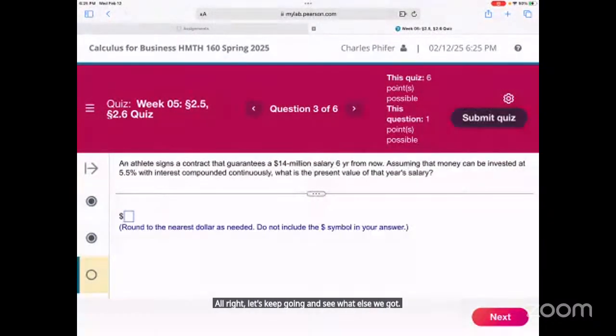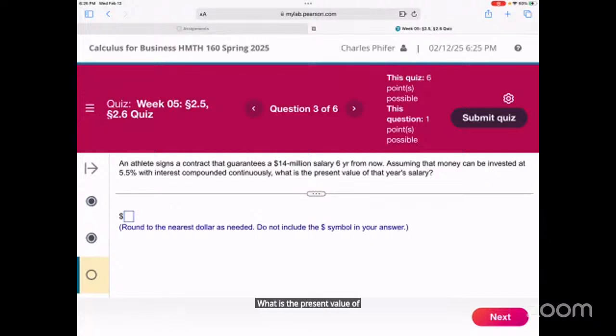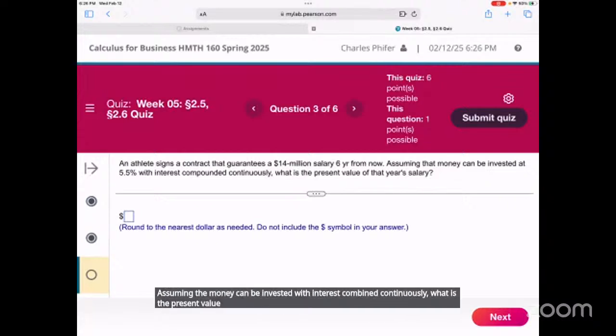An athlete signs a contract that guarantees a $14 million salary for 6 years from now, assuming that the money can be invested at 5.5% with interest compounded continuously. What is the present value of that year's salary? 14 million, 6 years from now. Assuming that the money can be invested with interest compounded continuously, what is the present value? Oh, so P. Okay.